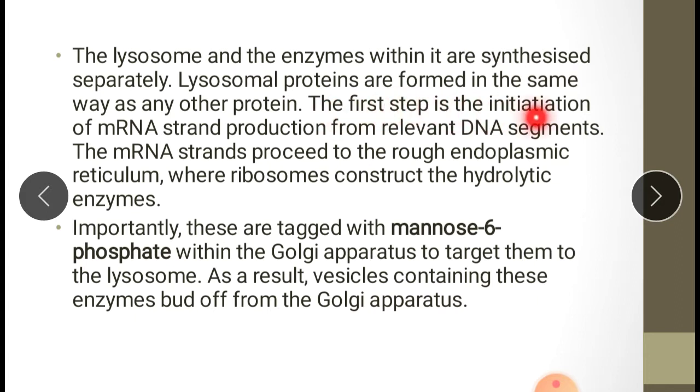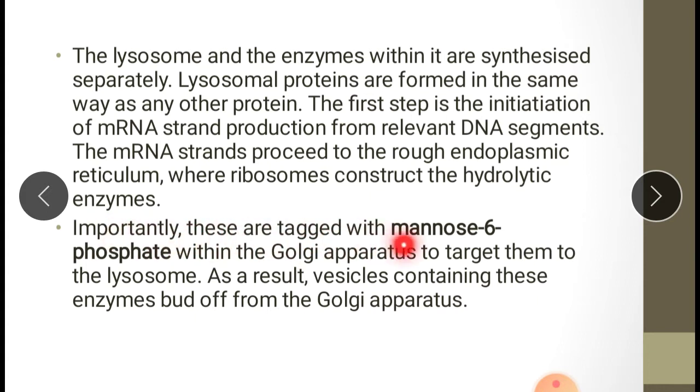The first step is the initiation of mRNA strand production from relevant DNA segments. For the synthesis of protein, the message has to come from the DNA through mRNA. mRNA carries the message for the synthesis of a particular protein to the cytoplasm. The mRNA strand proceeds to the rough endoplasmic reticulum where ribosomes construct the hydrolytic enzymes. You know, all enzymes are proteins. So hydrolytic enzymes are synthesized by the ribosomes. Later on, they are poured into the cavity of the rough endoplasmic reticulum.